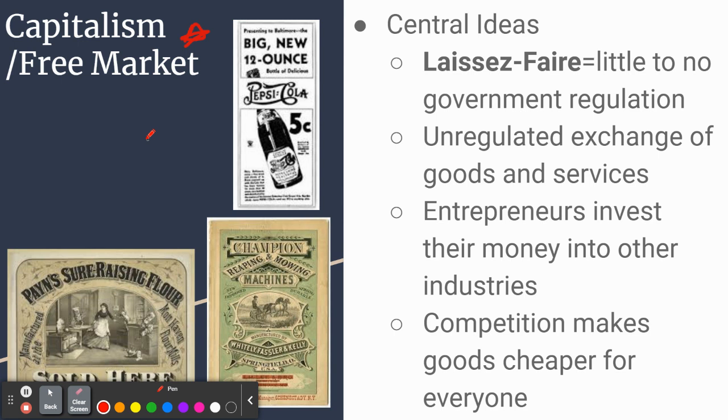You decide who's going to get it. The government does not care about your business that much. We call that the unregulated exchange of goods and services. You just open a business, you see if you can make money.